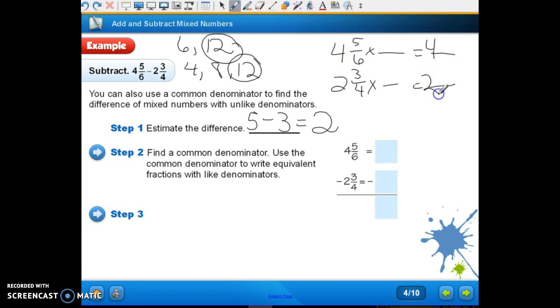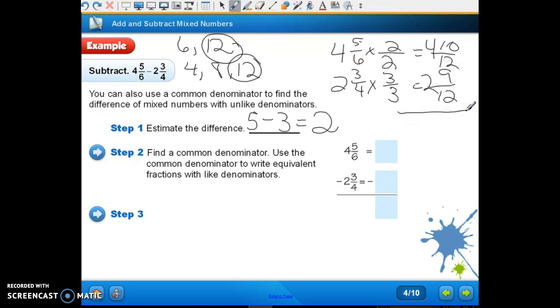This one is a 2, and we're going to have 12 on the bottom of our fraction. What times 6 is 12? 2. So 5 times 2 is 10. What times 4 is 12? 3. Remember, if we do it in the denominator, we've got to do it in the numerator, right? 3 times 4 is 12. 3 times 3 is 9.